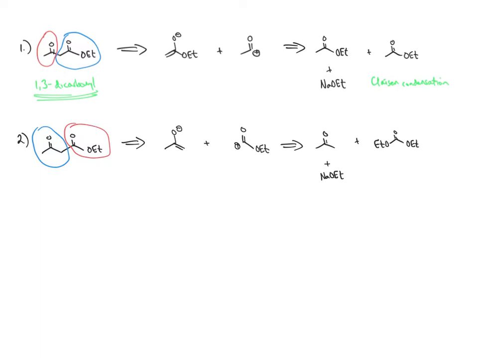And so again, this is another example of a Claisen condensation where you're starting from a different nucleophile and a different electrophile. So again, this is still a 1,3-dicarbonyl, but now we've disconnected it in a different way. All right, let's try another example. Let's try this one.